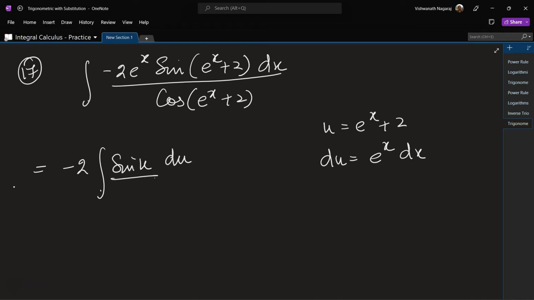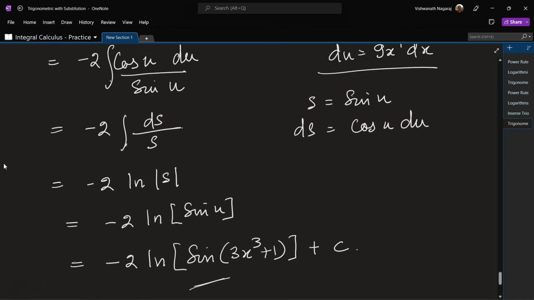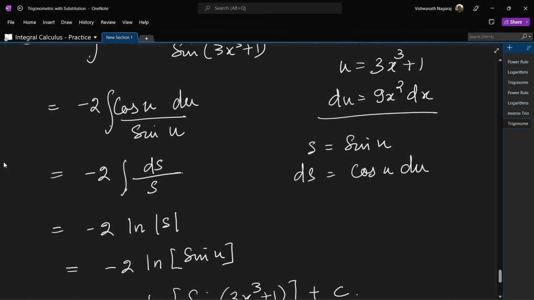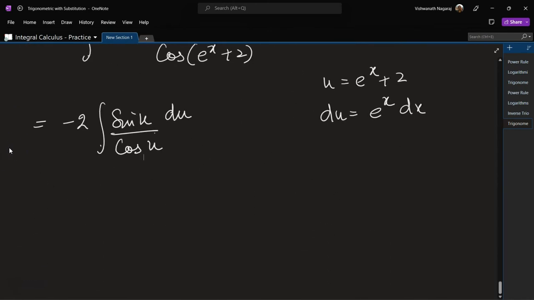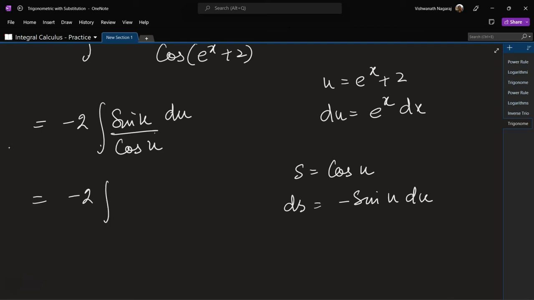We will have sin u by cos u. In the previous problem we had cos u by sin u, so let's do this. Again we do the substitution. Let s equal cos u. So ds will be minus sin u du. So sin u du is minus ds by s. Again we can take this minus out, so this becomes plus. We have ds by s.